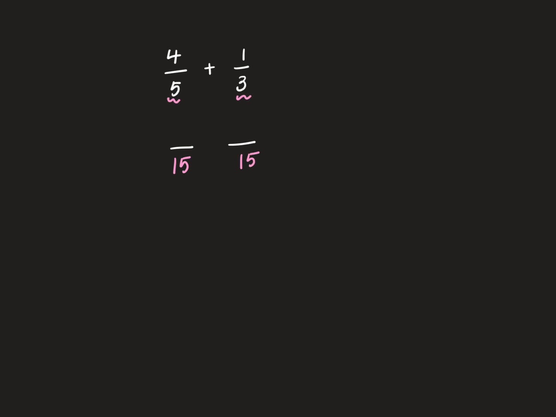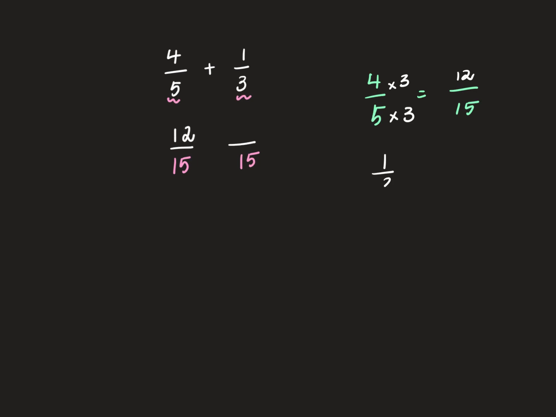Now, I have to change 4/5 into so many 15ths. How am I going to do that? Well, 5 times 3 is 15. If I've multiplied the bottom by 3, I have to multiply the top by 3 as well. 4 times 3 is 12. So 4/5 is equal to 12/15. So I can put that one there.